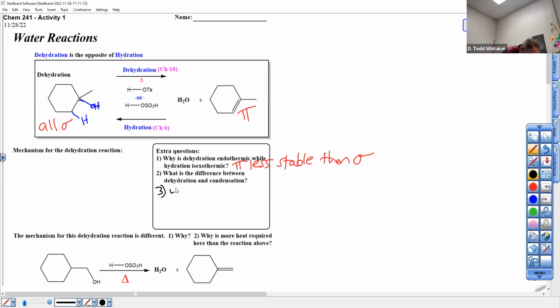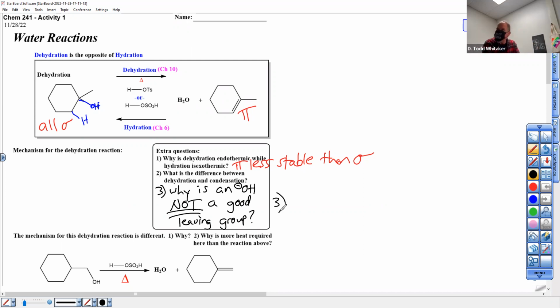3. Why is an OH minus not a good leaving group? We'll tackle that one next. Saving number 2 for later.